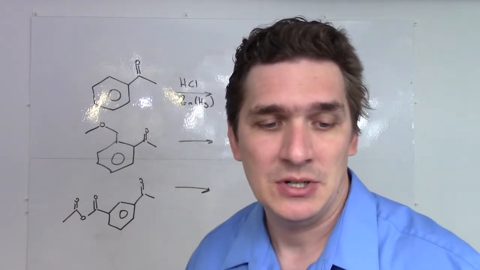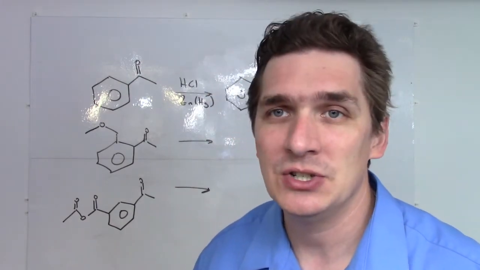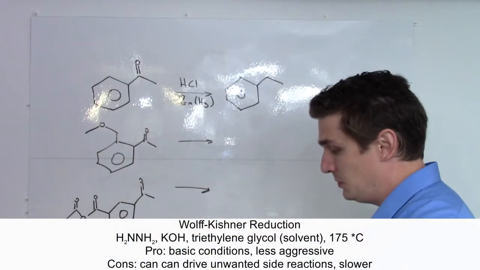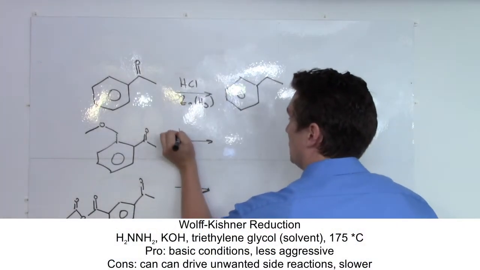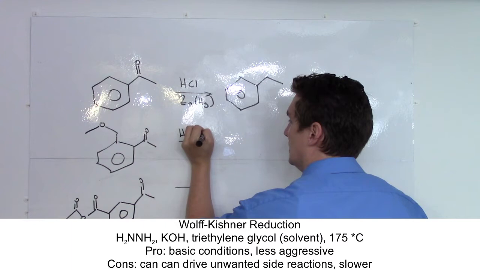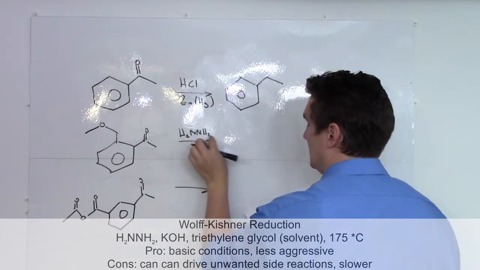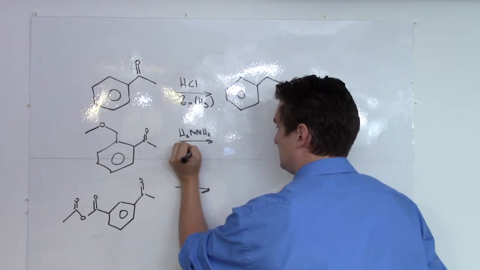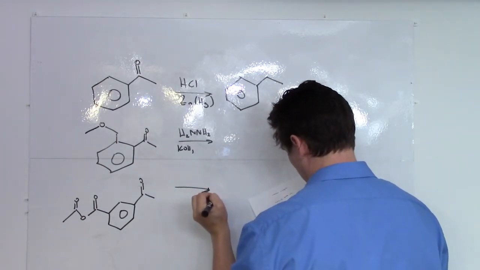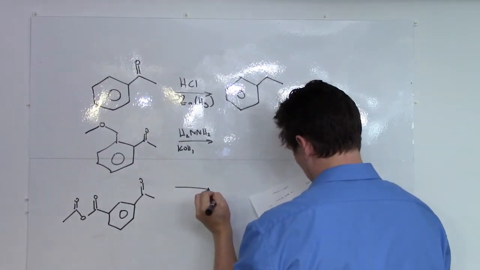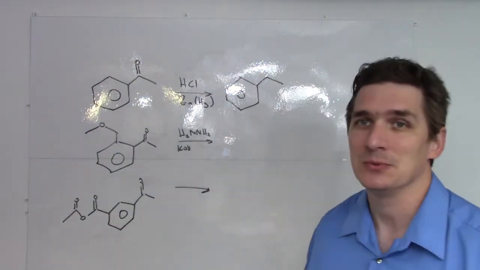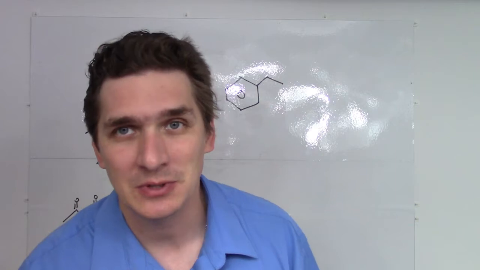So a second option here is what's called the Wolff-Kishner reduction. Yes, I had to write down all the little details because there's a lot that goes on with Wolff-Kishner. With Wolff-Kishner, you have a solvent, H2NNH2, you've got potassium hydroxide, and triethylene glycol. I'm going to write this on the screen because that's going to be way too small for you to read.